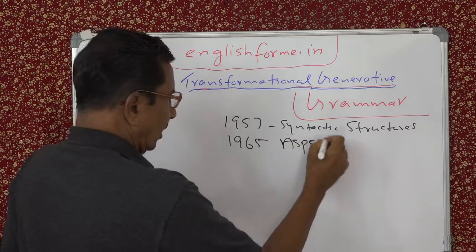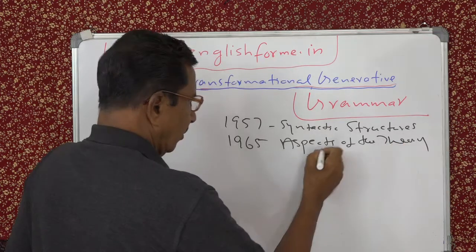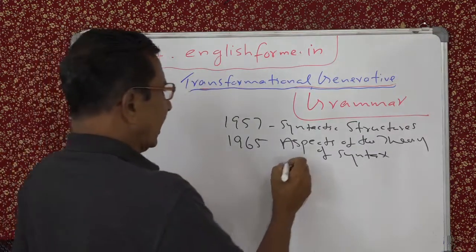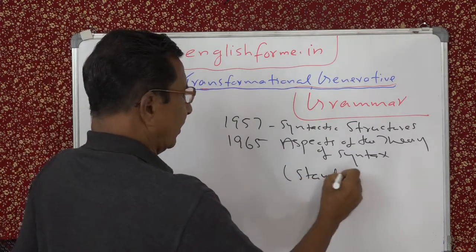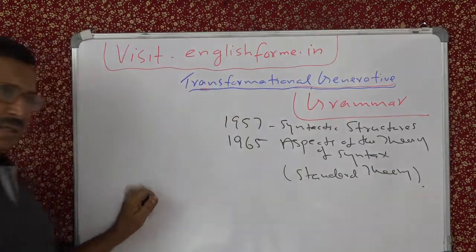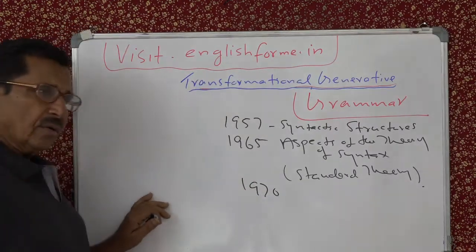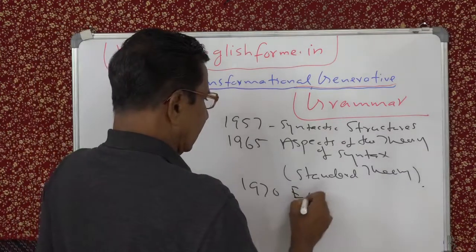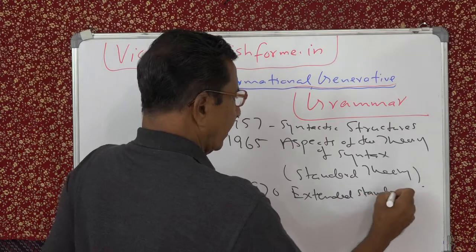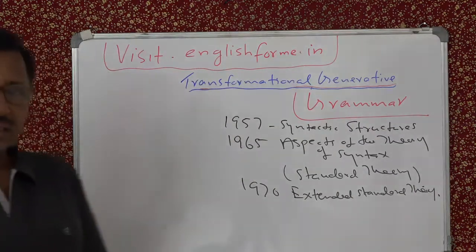Then in 1965 it was again revised: Aspects of the Theory of Syntax, also known as the Standard Theory. In 1970 another revision was made, which we call the Extended Standard Theory. So, what is the thrust of the Extended Standard Theory?